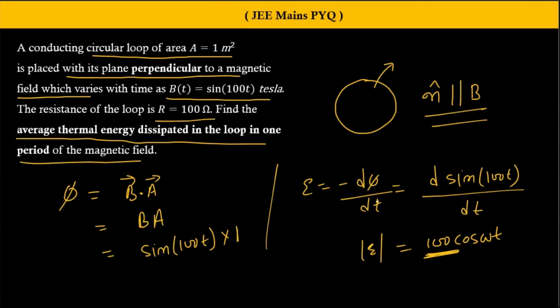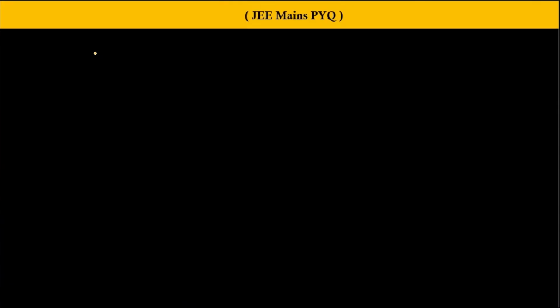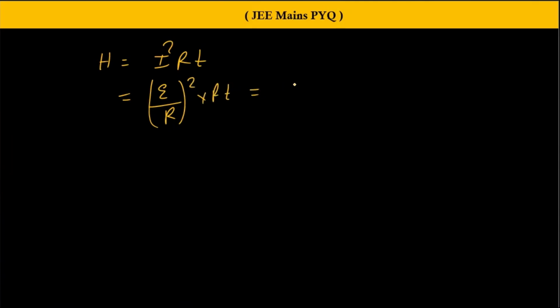But we don't have to talk about peak EMF or something. We have to talk about average thermal energy dissipated in the loop in one period of time. So as a function of time, let us talk about how much energy is getting dissipated. So that is heat you have to calculate. So I square RT. How do you find I? EMF by resistance. Okay, so this squared into RT. You can clearly see here, this is E square and then this is R, and then in dt time let us calculate. So in dt time this is this much. Take the square of E.